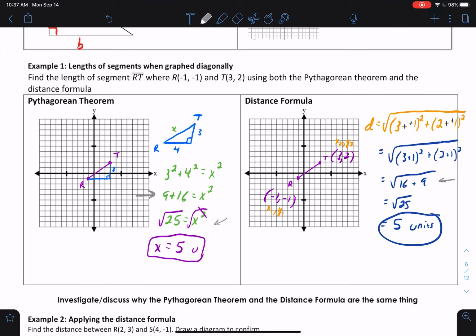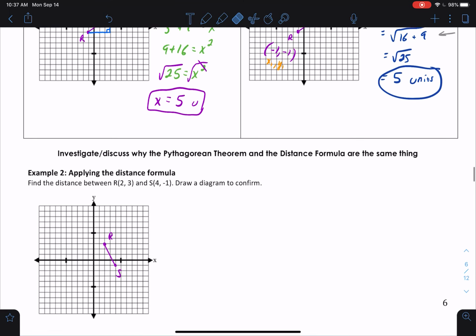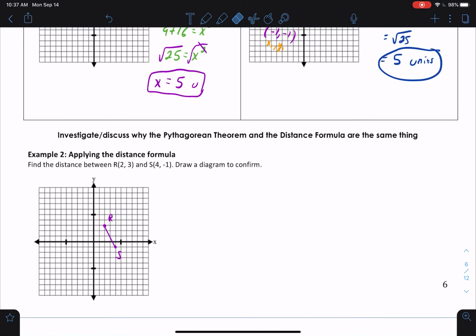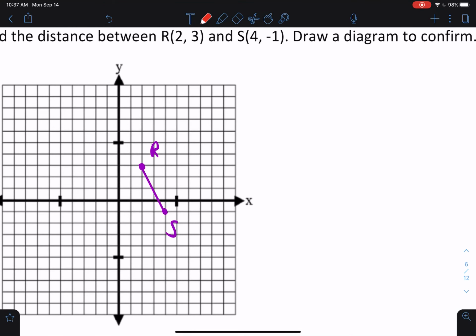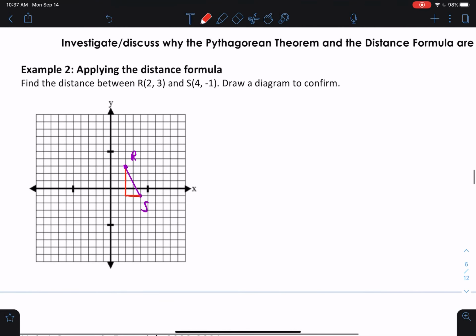Okay? So let's do another example. Apply the distance formula. So find the distance between these 2 points. I'm going to create my right triangle. So I'm going to zoom in on this, draw down, draw over. And then I'm going to draw that separately over here just so I can keep everything organized.